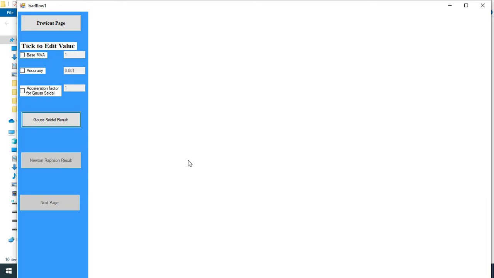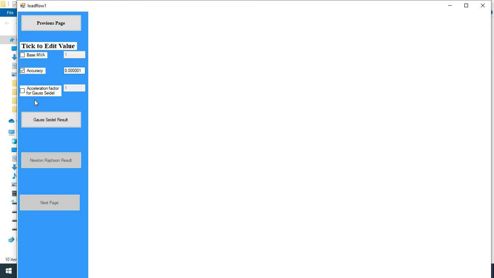This is a result page. In this problem, base MVA is equal to 1, so no need to edit the value because the default value itself is 1. But in the accuracy, the question specified we want an accuracy of 10 raised to minus 6. So tick here to edit the accuracy and put it as 0.0001. So this is 10 raised to minus 6.